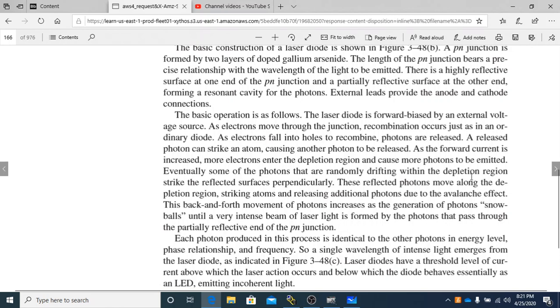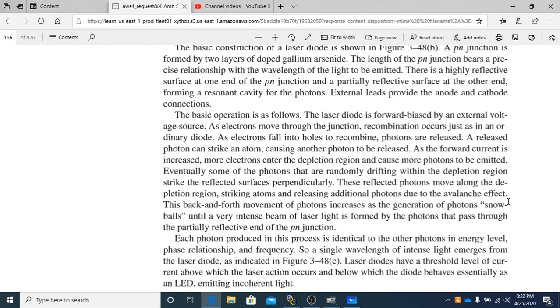The basic operation is as follows. The laser diode is forward biased, so remember, this is a forward biased device, by an external voltage source. As electrons move through the junction, recombination occurs just as in an ordinary diode. As electrons fall into holes to recombine, photons are released. This is important because photons are released just by holes recombining, which is kind of controlled. But then a released photon can strike an atom, causing another photon to be released. So there's a little avalanche effect going on.